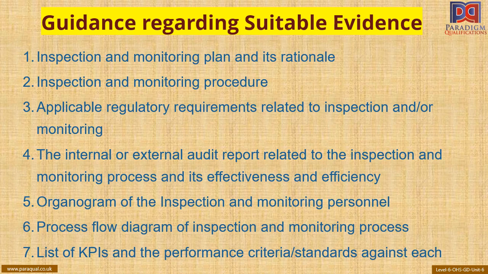Inspection and monitoring procedure, which includes who carries out inspections and monitoring, what the inspection criteria are, etc. Applicable regulatory requirements related to inspection and monitoring, for example, are there any radiations or airborne chemical exposures, etc. The internal and external audit report related to the inspection and monitoring process showing its effectiveness and efficiency, organogram of the inspection and monitoring personnel, process flow diagram of the inspection and monitoring process, list of the key performance indicators and the performance criteria or performance standard against each.